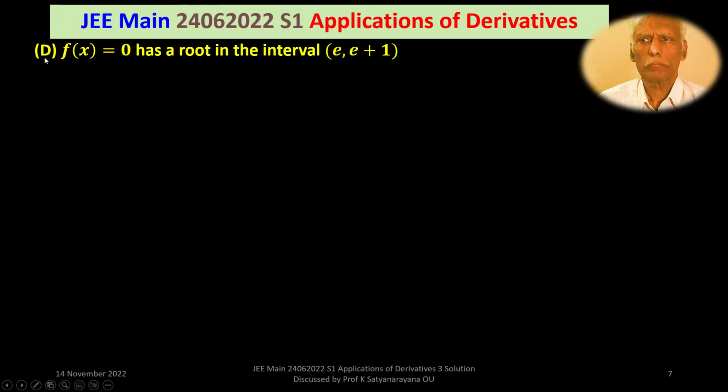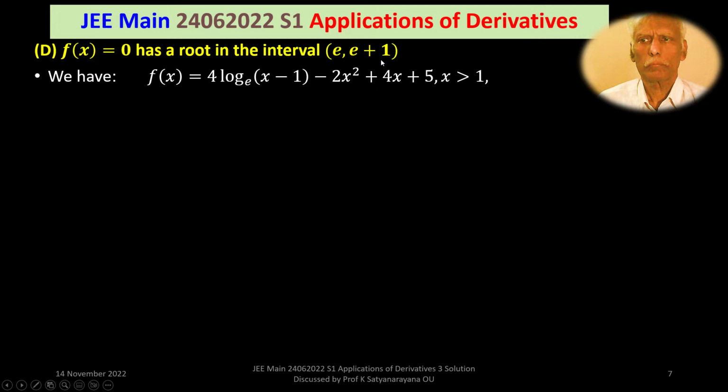Now take option D. f of x is equal to 0 has a root in the interval e to e plus 1. And we have f of x, and f of x is a continuous function. Note down first that one in the interval 1 to infinity. Now it has a root in this open interval e to e plus 1. What it suggests to me is the application of the intermediate value theorem. So why not we calculate f of e and f of e plus 1 and see they have opposite signs and apply our intermediate value theorem. So it tells me that I have to go for the intermediate value theorem.